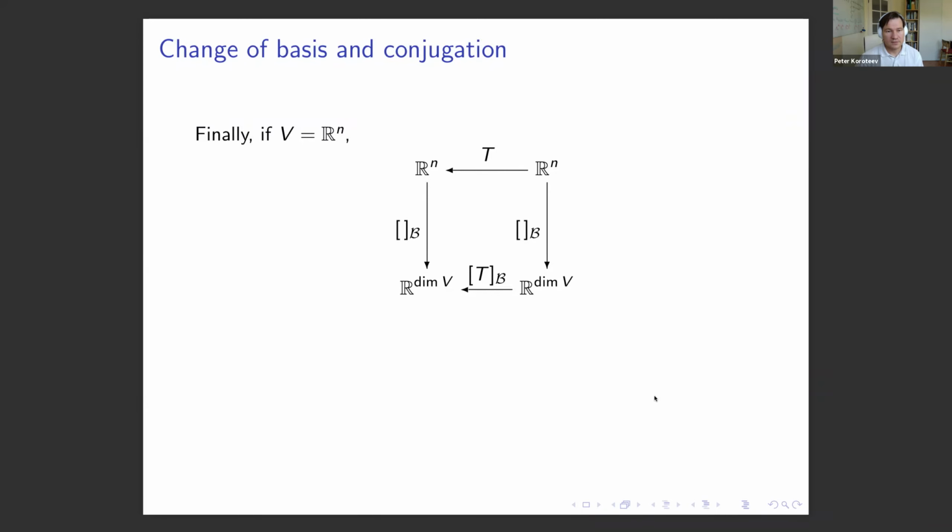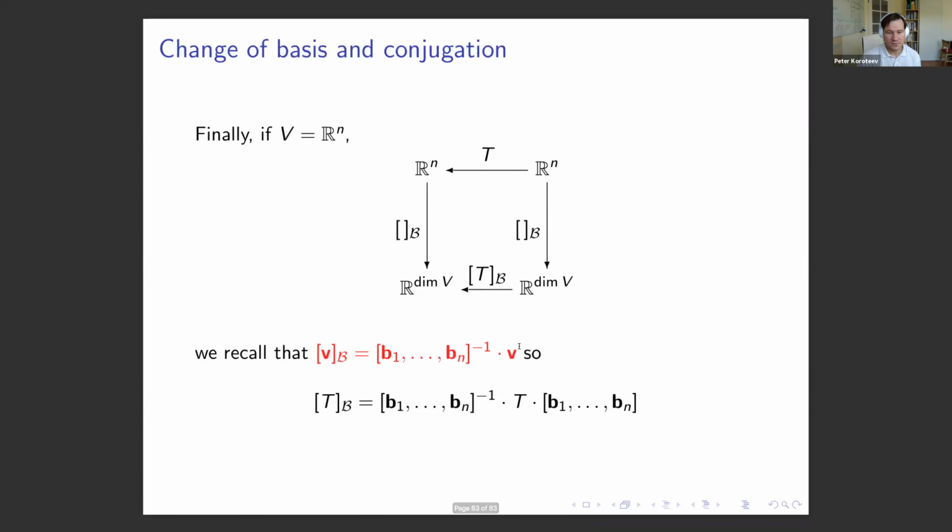So finally, for V equal to Rn, we have this rectangle of isomorphisms. Now we recall that V_B is the inverse of this matrix multiplied by the vector V. So the matrix T_B, the matrix of the linear transformation from R^dim V to R^dim V, is equal to T, multiplied from the left by the inverse of this matrix, and multiplied from the right by the matrix itself.